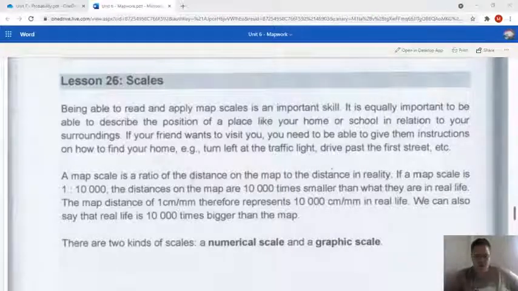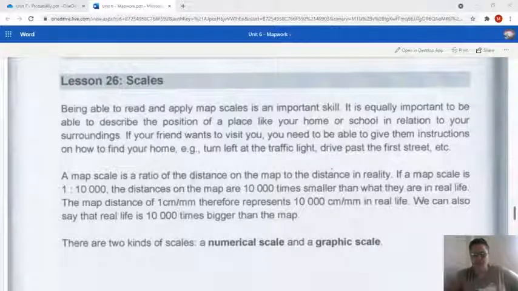A map scale is a ratio of the distance on the map to the distance in reality. A map scale is 1 to 10,000. The distances on the maps are 10,000 times smaller than they are in real life. The map distance of 1 centimeter per millimeter therefore represents 10,000 centimeters per millimeter in real life. We can also say that real life is 10,000 times bigger than the map.